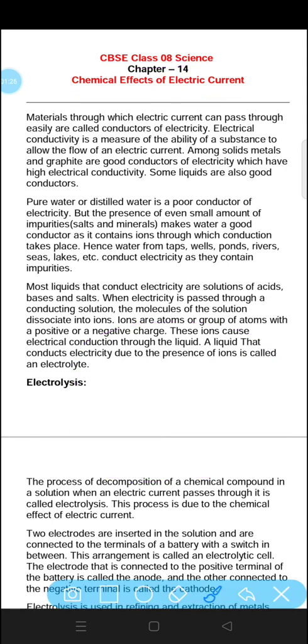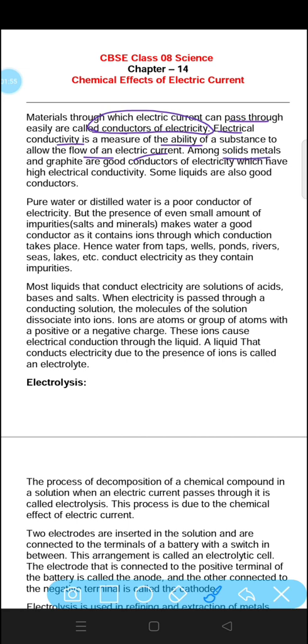Materials through which electric current can pass through easily are called conductors of electricity. Electrical conductivity is a measure of the ability of a substance to allow the flow of an electric current. Electrical conductivity defines how much electricity a material is conducting, how much electric current it is allowing to flow through it.